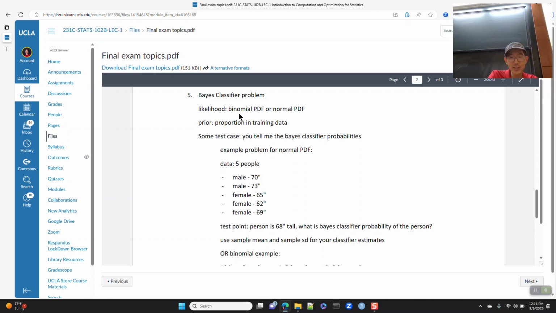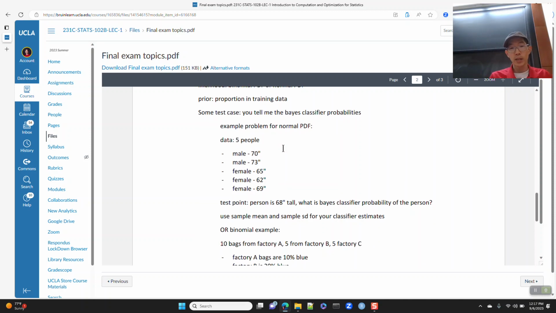Probably in your note sheets, it's good to include what the PDF is of these things. And then, for the prior distribution, you'll just use your training data. So if the training data is 50% class A, 50% class B, that will be your prior. If your training data is 75% class A, 25% class B, that will be your prior probabilities, okay? And then I will give you a test case, and I will ask you to use the Bayes classifier.